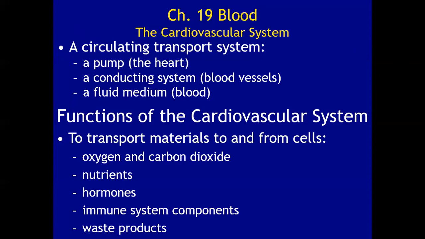We got a pump, we got pipes, and we have the stuff that's flowing in the pipes. That's the blood. Okay, so from the standpoint of this cardiovascular system as a whole, we're going to be transporting a lot of stuff. Oxygen and carbon dioxide. We're also going to pick up nutrients from the digestive system and other organs and move them around the body. Hormones. This is where the immune system components are going to exist, and we're going to be able to transport them to places in the body that we need those. And we're going to be able to get rid of waste products.